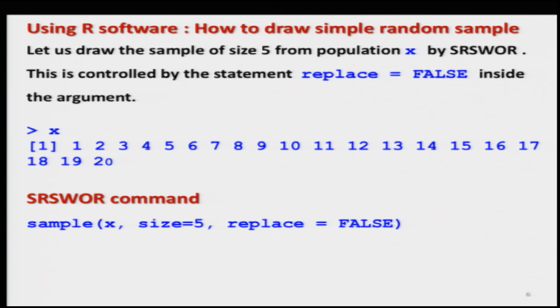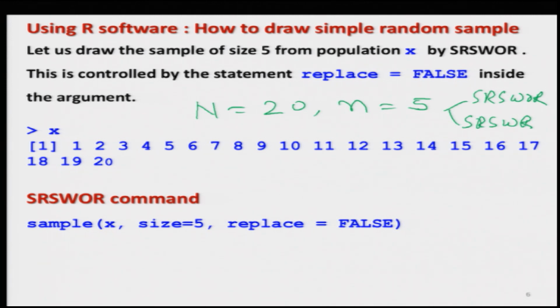Suppose we decide that we want to draw a sample of size 5. Here capital N is 20 and small n is 5. Now I have two options: I can use SRSWOR or I can use SRSWR. As already discussed, in order to differentiate between SRSWR and SRSWOR, we have a parameter replace, which can take two possible values, logical true and logical false. In case of SRSWOR, you do not want to replace, so replace will be false.